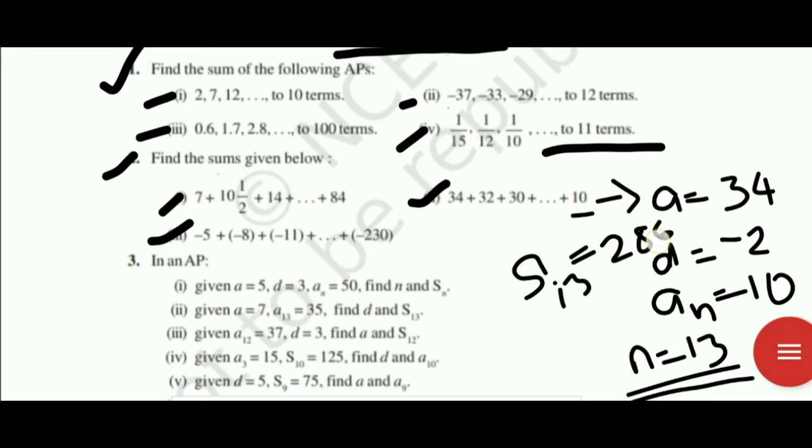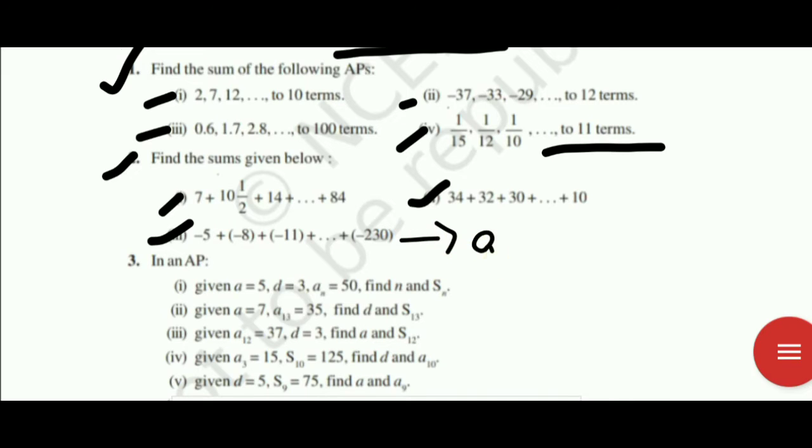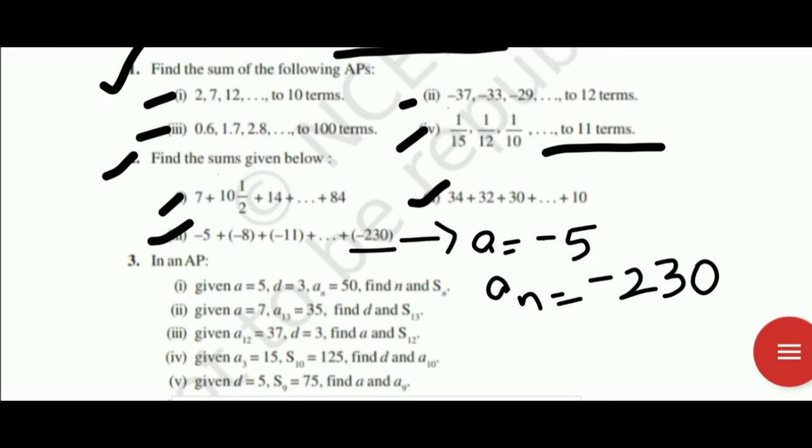Same way you can do sub question 3. See this one. In this case you can see a is equal to minus 5. Your last term, that is an, is equal to, what is your last term? Minus 230. And what else is given there? d is equal to minus 8 minus 5, that will be minus 8 plus 5. So your d will be minus 3.